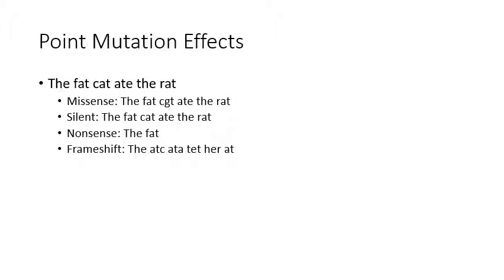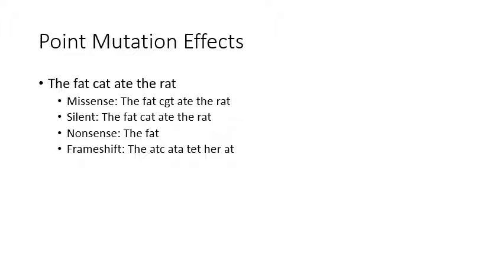If you have a missense mutation, that means you're going to change one letter to a different letter, giving you a different word. So you might change your sentence to the fat cat ate the rat. The sentence still mostly makes sense, but it doesn't entirely make sense. If you had a silent mutation, you would change one letter, but that would not change the word. So you would still have the fat cat ate the rat.